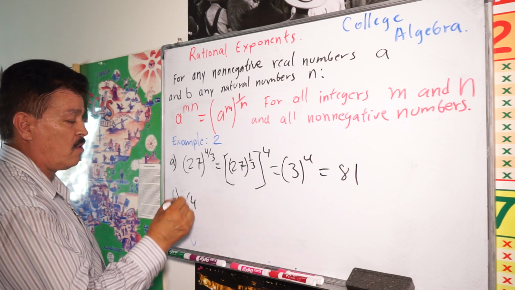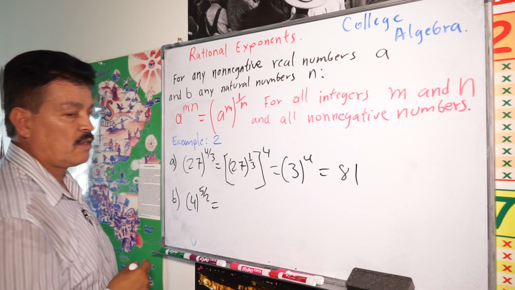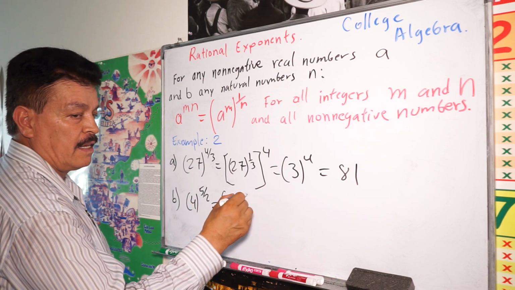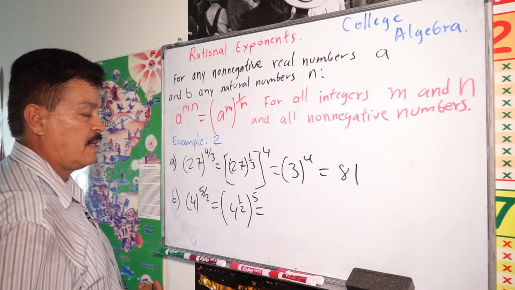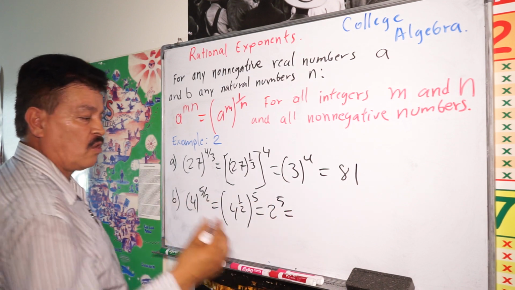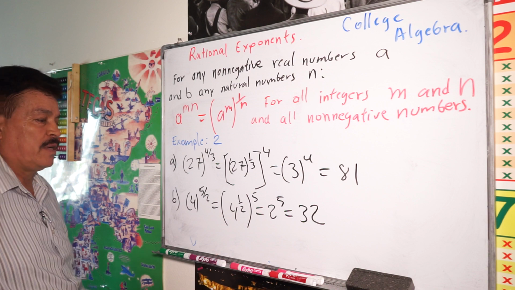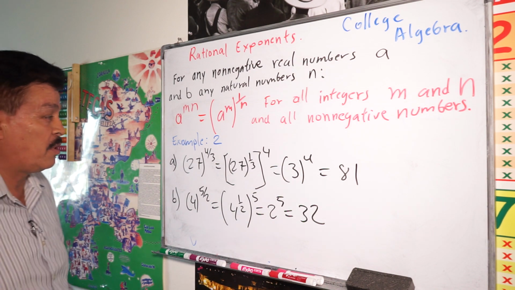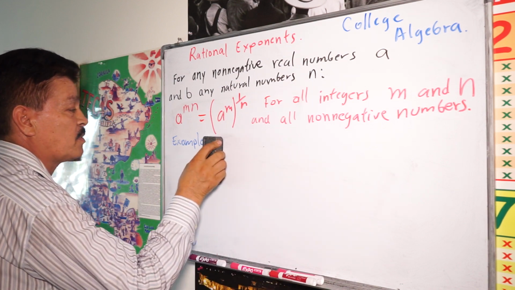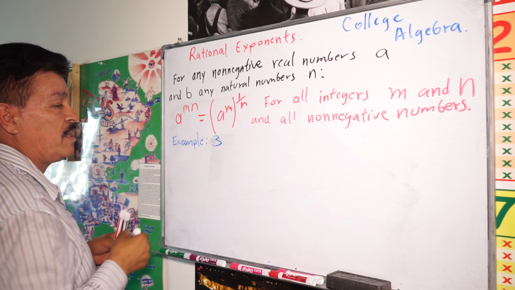Another problem belongs to this kind of rational exponents. We have 4 to the 5/2 power. This is going to equal 4 to the 1/2, to the 5th power. So this is 2 to the 5th power. You solve it and it equals 32. That's the answer. Those are a couple of problems. Let's go on to a different kind of example. So this is number 3.